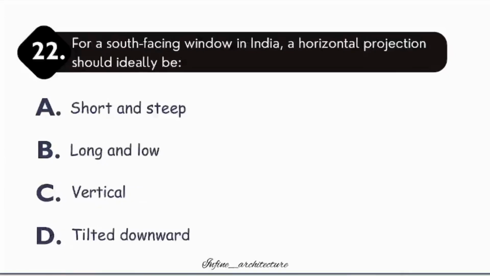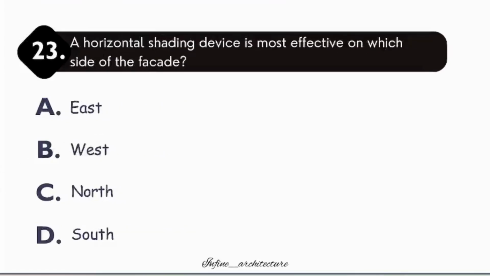Question number 22. For a south facing window in India, a horizontal projection should ideally be, option A, short and steep, option B, long and low, option C, vertical, option D, tilted downward. So the right answer should be option number B, long and low. Next question, question number 23.